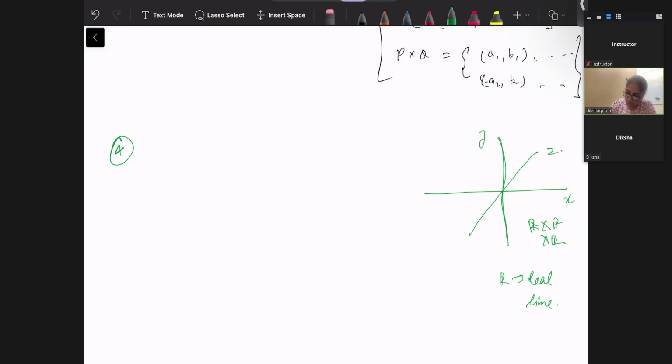So this is my next remark, that X cross Y cross Z is a set of ordered triplets which can be written as (x, y, z), where x belongs to X, y belongs to Y, and z belongs to Z. So basically, we can generalize it to however many sets we want.